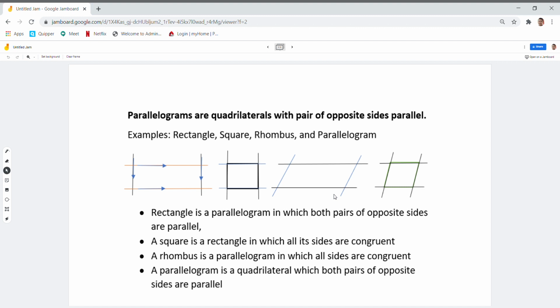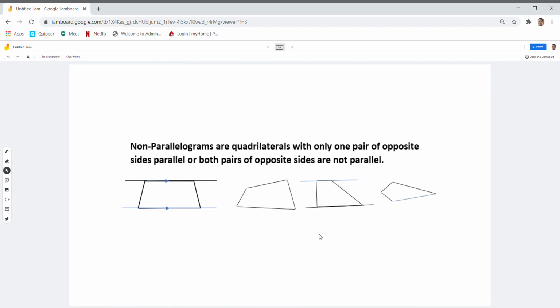There are lots of theorems that we need to study also under this one, and definitions. So that means we will be studying more about parallelograms. Okay, and the non-parallelograms, the other group, are quadrilaterals with only one pair of opposite sides parallel, or there's none. Okay, there's none. There's one pair of opposite sides parallel, or there's none, or both pairs of opposite sides are not parallel. Look at the examples here.